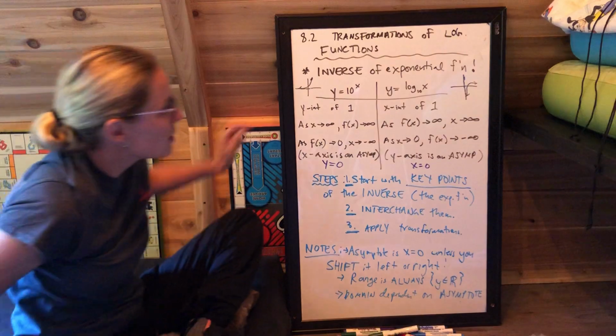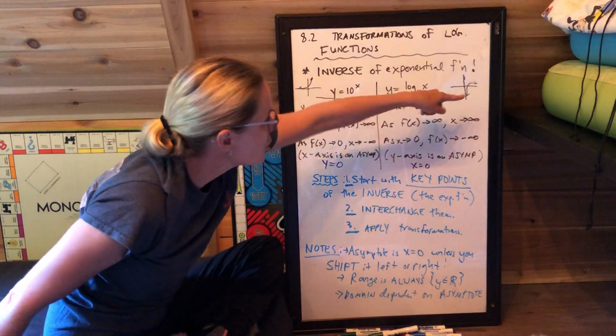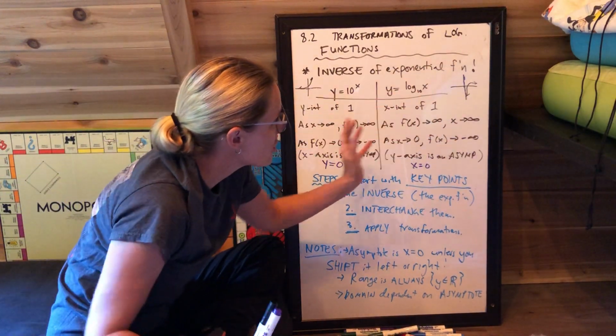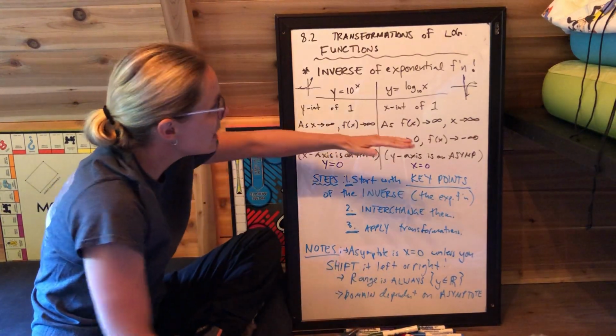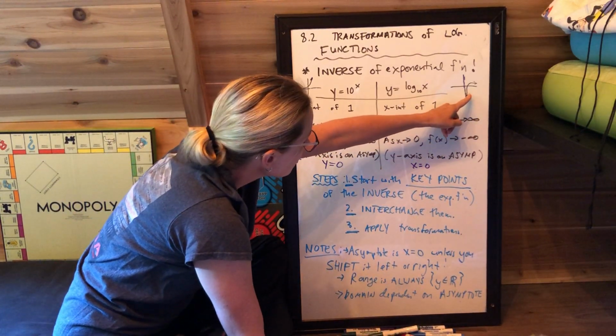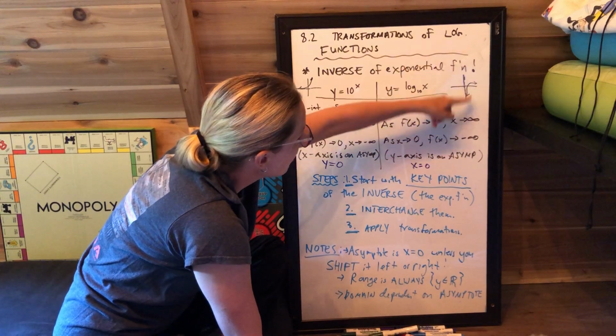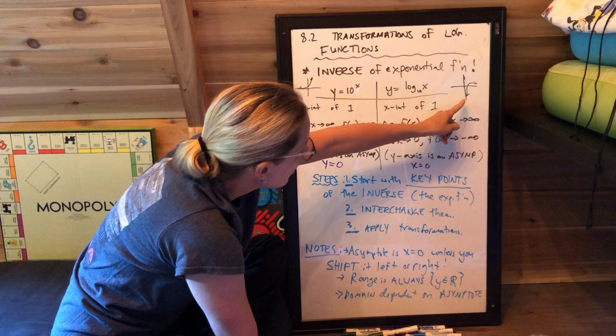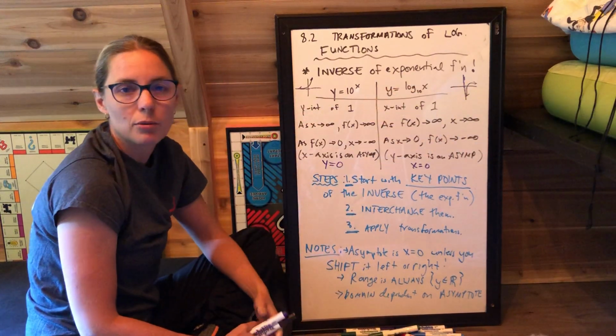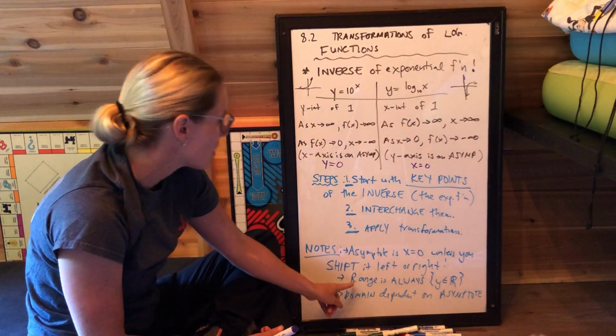Again, the asymptote is x equals 0 unless you shift it left and right. If the whole function gets shifted left and right, so does the asymptote, so that will change. The range of this function, so up and down on the y scale, is always y belongs to real numbers. The domain will be restricted by whatever the asymptote is, so just realize that.